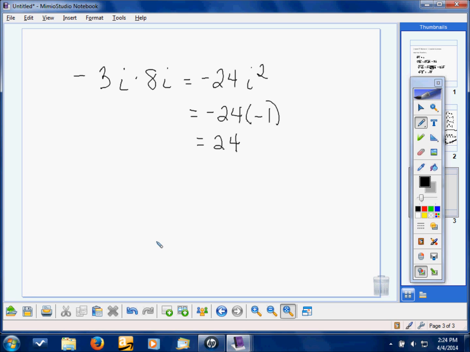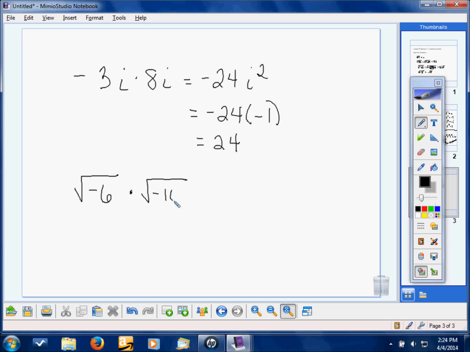You treat it as if it's a variable, even though it isn't. And then at the end, you replace all those squares and cubes and to the fourths and all those things with a number, okay? Now, here's another thing we have to be extra careful with. If we have a root of a negative, and then we have it multiplied times another root of a negative.